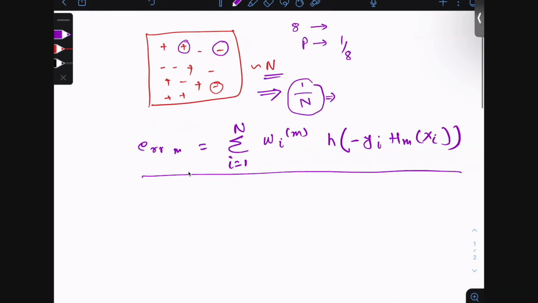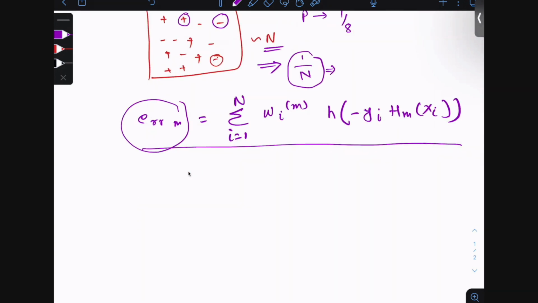Let's try to break down what it is saying. It is trying to calculate an error based on all the observations. It is summing over i equals 1 to N, correct? And this is the weight of the individual observations. So the ith observation for the mth model has this particular weight. Now what is the other part doing?